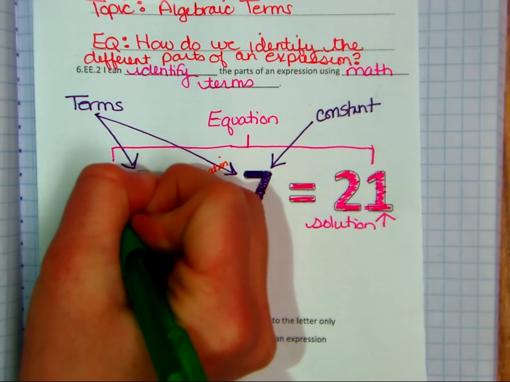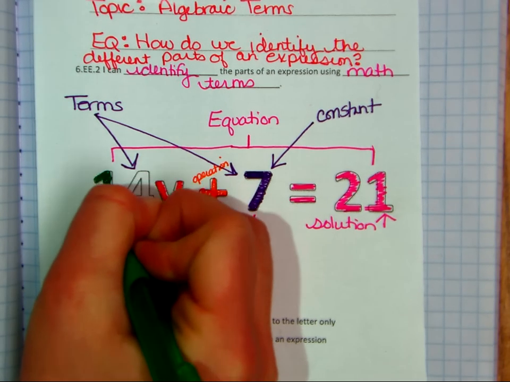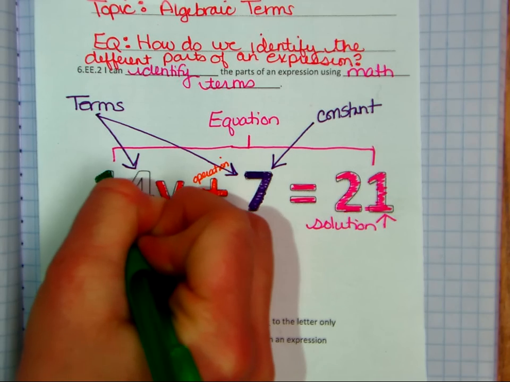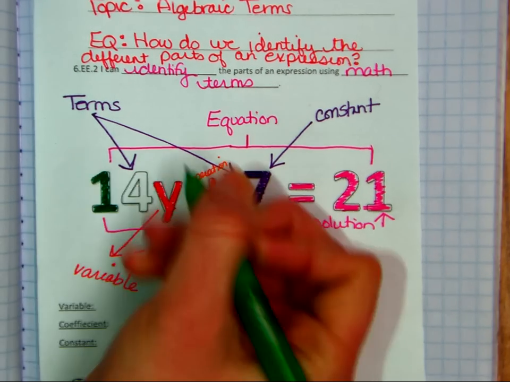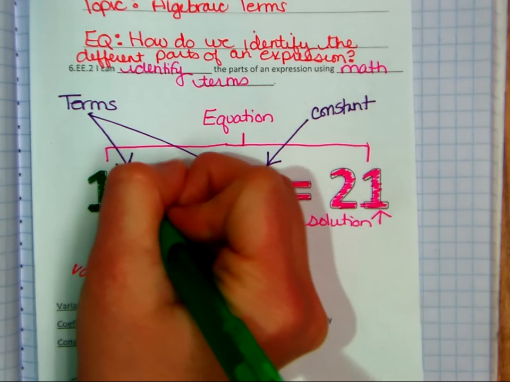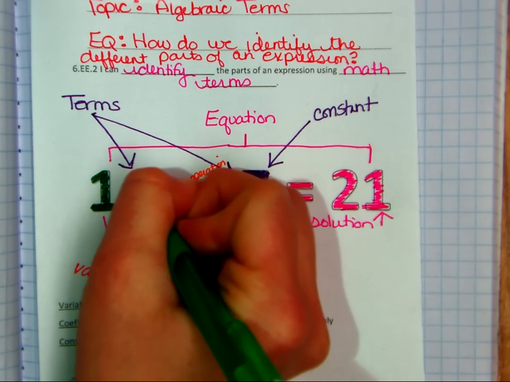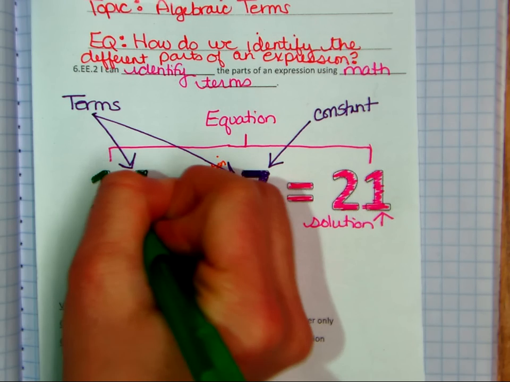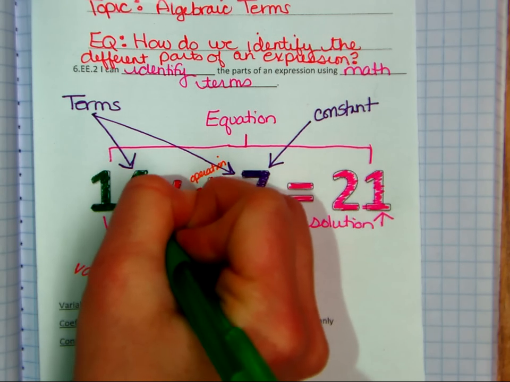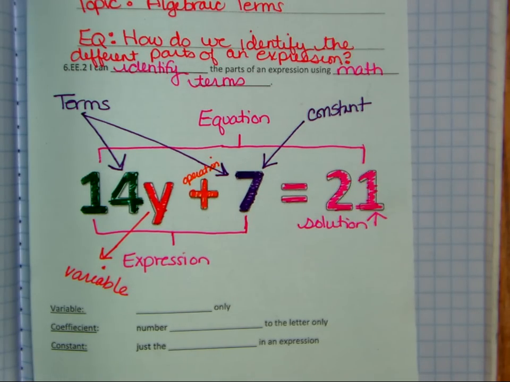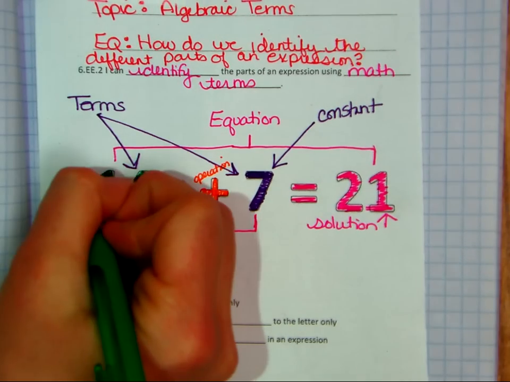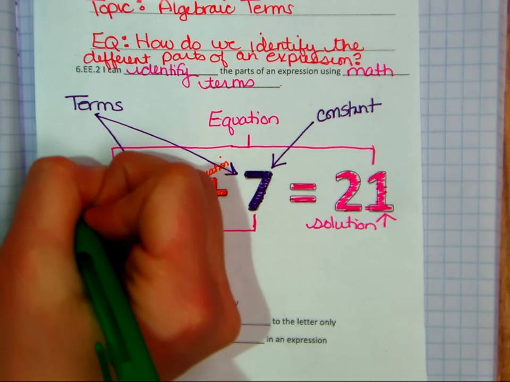and like I said, you don't have to color these the same way I'm coloring them. I'm just trying to identify the different parts, so I'm coloring them different colors. Just do the best you can with what supplies you have. But so I have this 14, and this 14 is connected to the variable. And because it is connected to the variable, we call this term the coefficient.